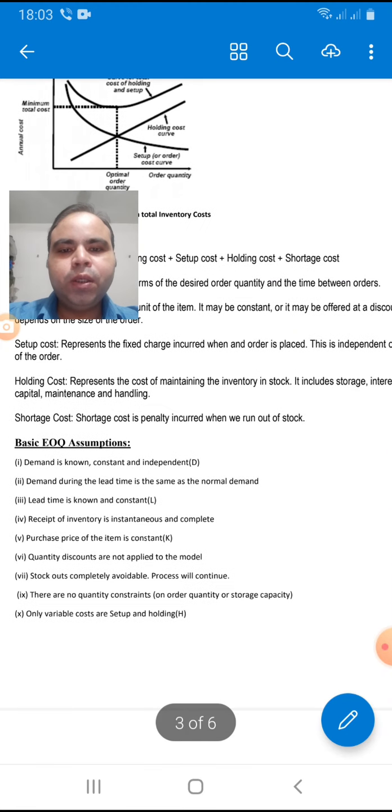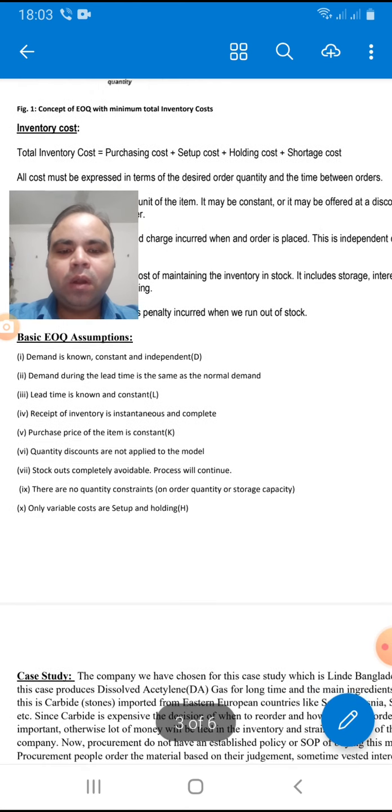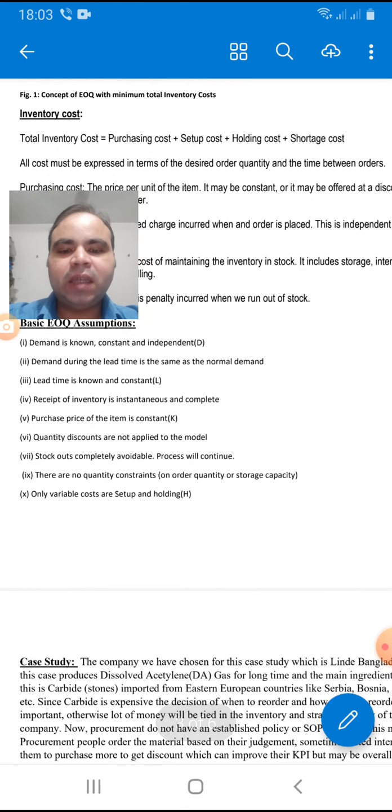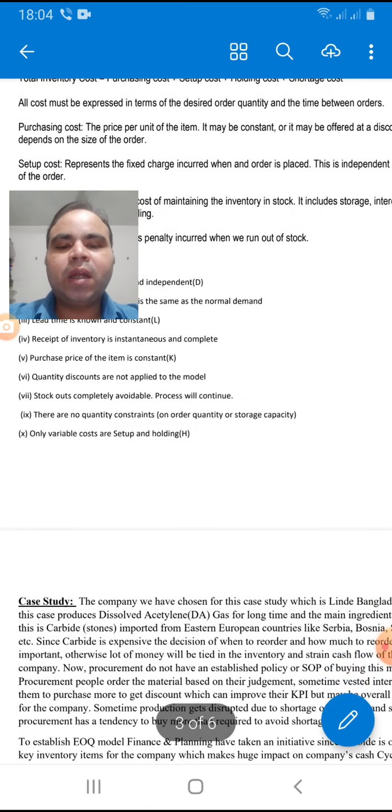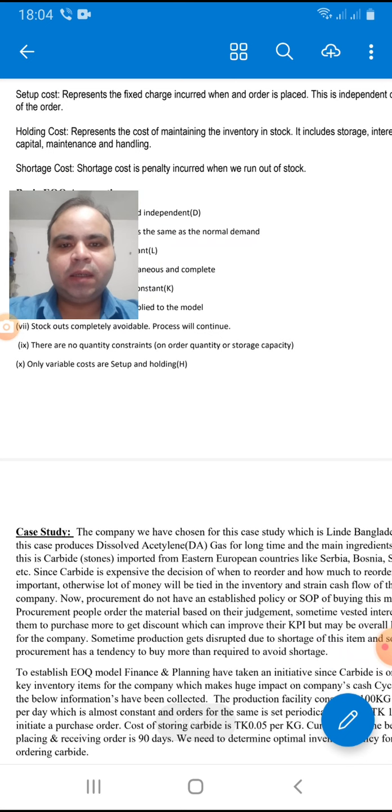So before going in and explaining the EOQ model, I need to provide you some assumptions: demand is constant and known, lead time is known and constant, capacity and production are uninterrupted, and only variable cost and holding cost are being considered in this case.